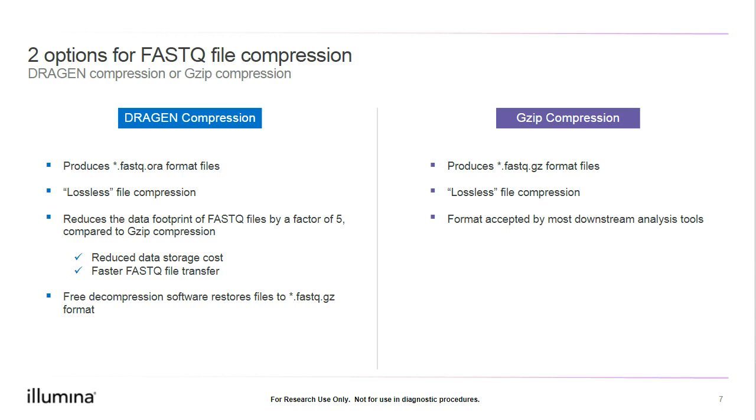Both DRAGEN and GZIP compression are lossless compression formats. Lossless compression meaning that there is no data in the original file that is lost as a result of the compression, and the integrity of the data is preserved.